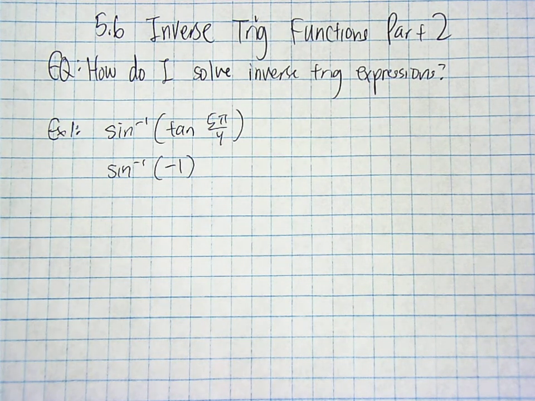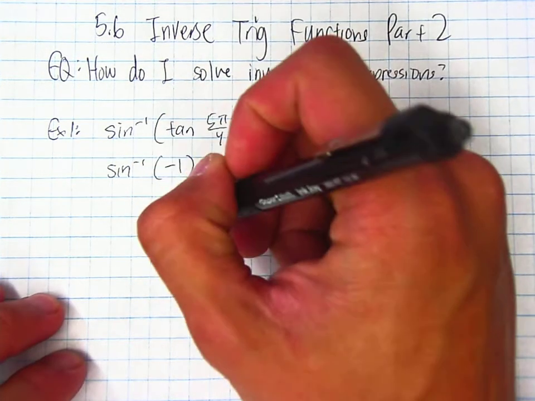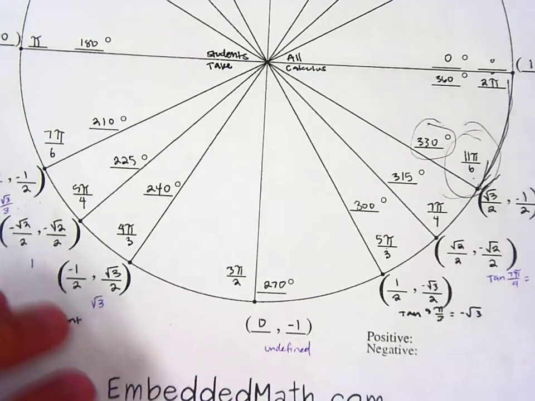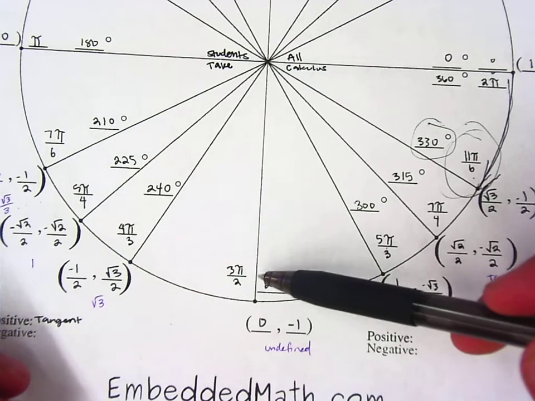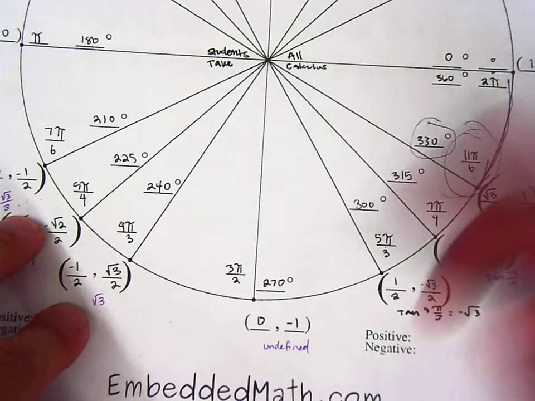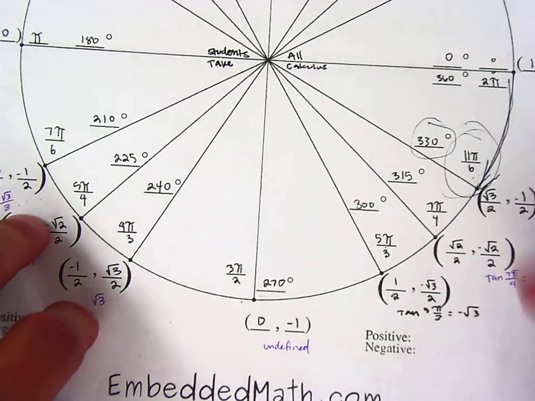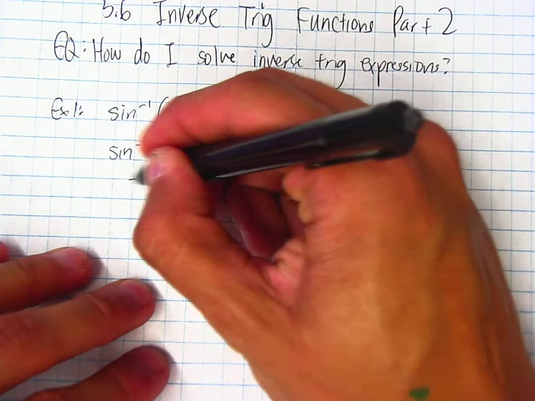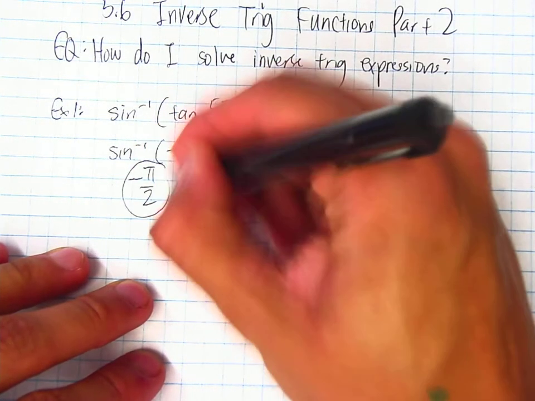So really you're asking yourself, at what angle is sine -1? Well, sine is -1 on your unit circle. I'll show you. Sine is -1 right here at 3 pi over 2, but the range of inverse sine is between -pi over 2 and pi over 2. So instead of writing 3 pi over 2, I am going to write -pi over 2, and that's my answer.